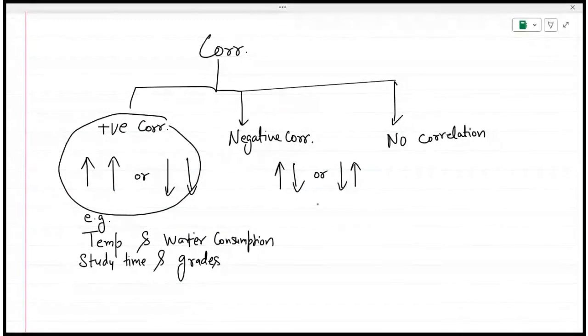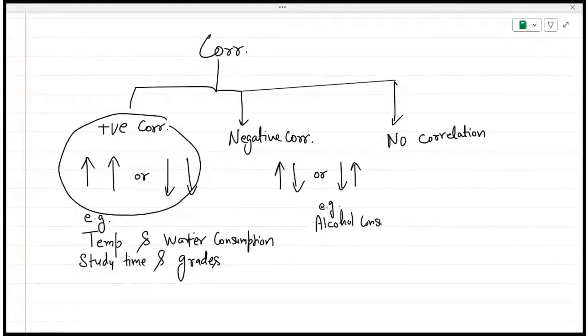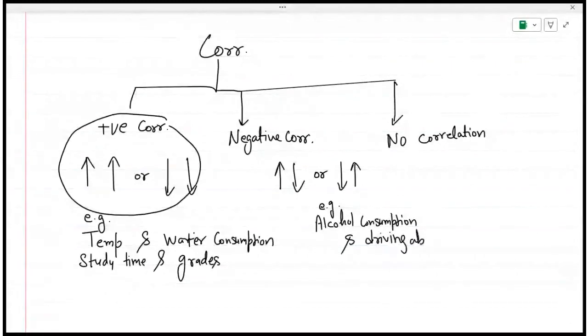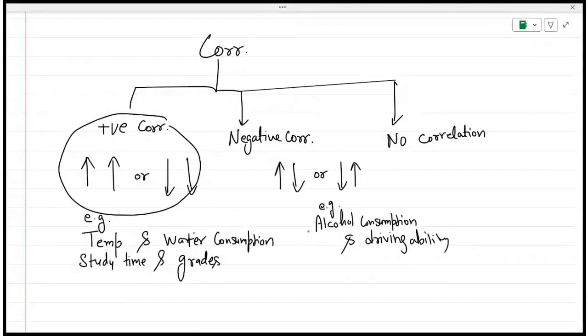For example, alcohol consumption and driving ability. If some person is consuming more alcohol, his driving ability will decrease. So an increase in alcohol consumption implies a decrease in driving ability.